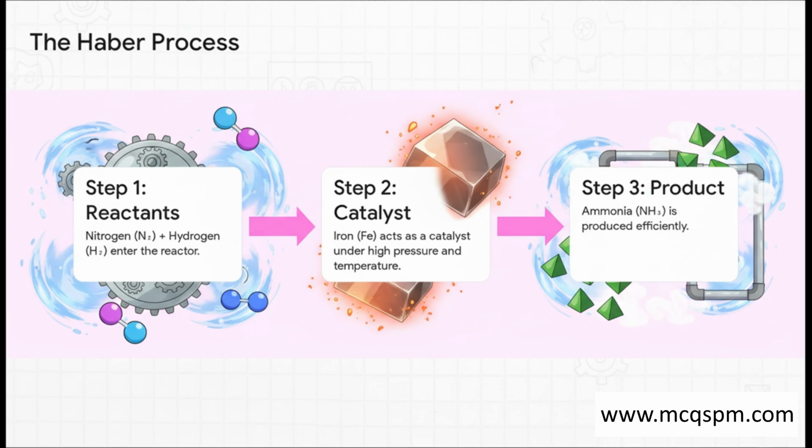The perfect example of this is the Haber process, which is used to make ammonia for pretty much all the fertilizer in the world. So nitrogen and hydrogen gases go into a reactor, right? But on their own, they're pretty lazy. They need a big push. That push is the iron catalyst.